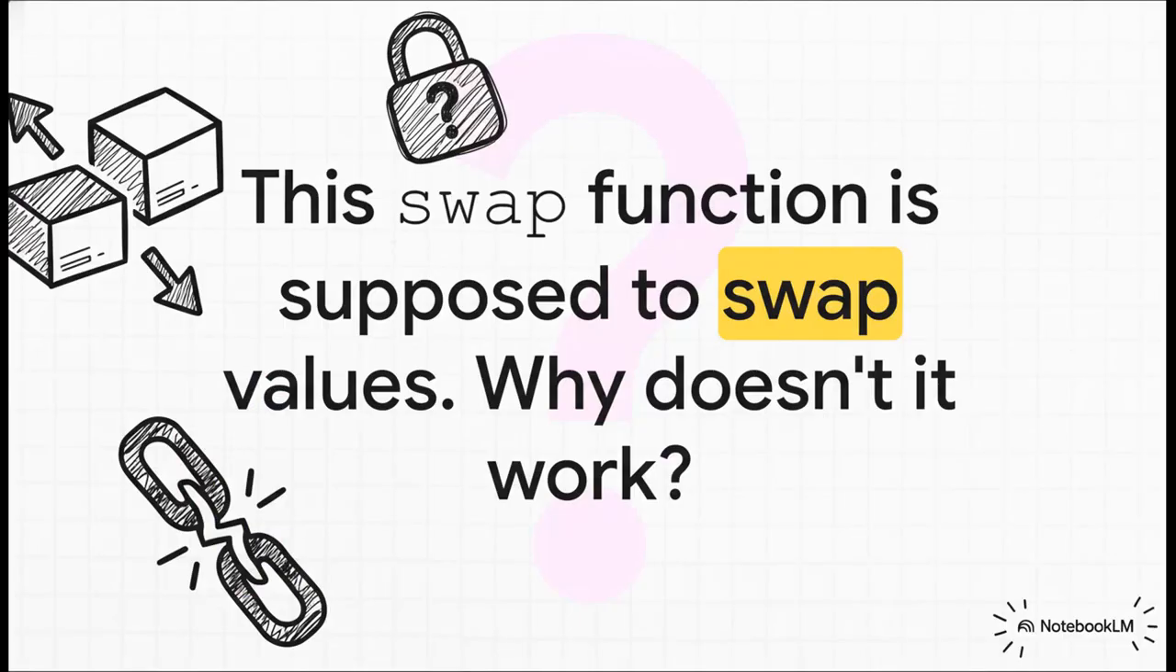Okay, let's just dive right in with a mystery. Take a look at this code. On paper, it looks perfectly logical, right? It's supposed to take two numbers, A and B, and just swap them. But when you actually run it, nothing happens. The original values don't change at all. It just fails. So what gives? Stick with me because you're about to find out exactly why this happens.